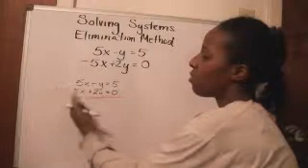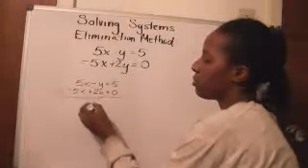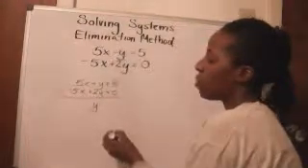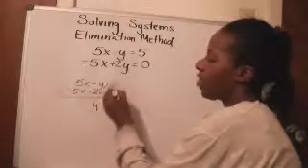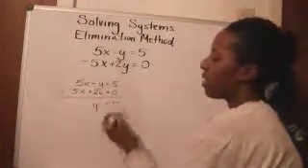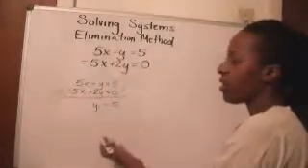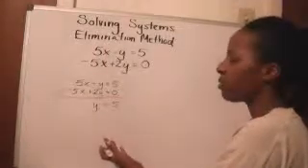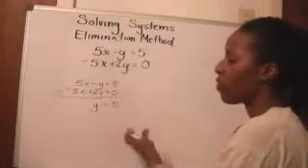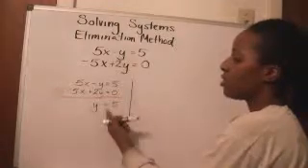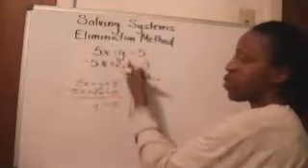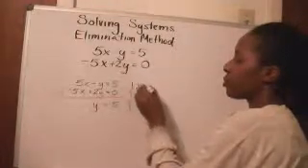What's negative y plus 2y? Positive 1y. And then 5 plus 0 is 5. Okay, so we already have our variable for this one. It's already solved for us. Y equals 5. So you take this and plug it back into one of your originals.